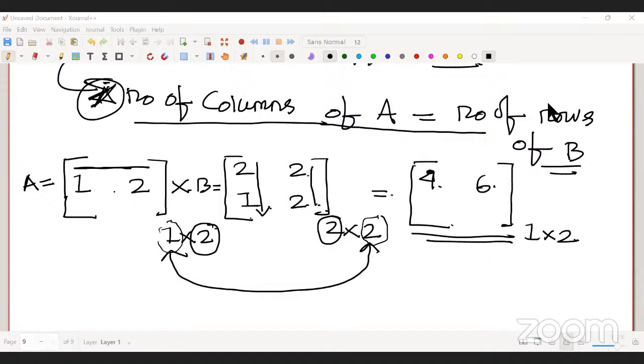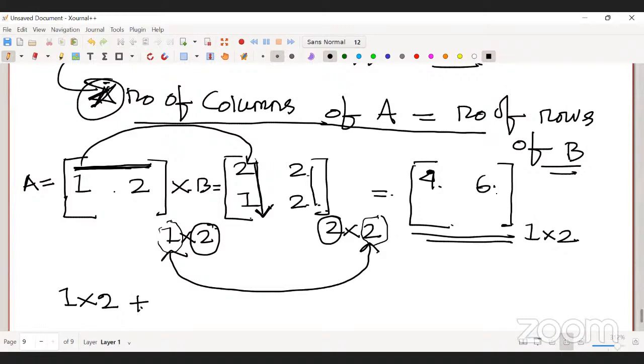Can you show how 4 and 6 came? I didn't get it. What I'm doing is multiplying the first row of this matrix, which certainly has only one row, with the first column of this. So 1 into 2, 1 into 1. So basically what I'm doing is 1 times 2.